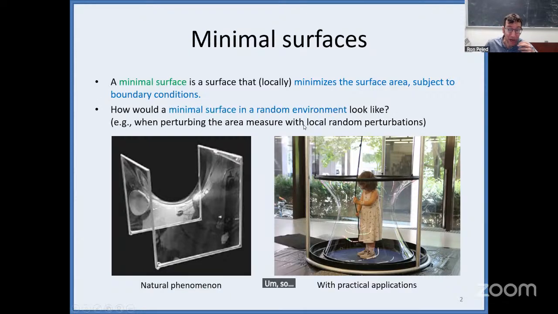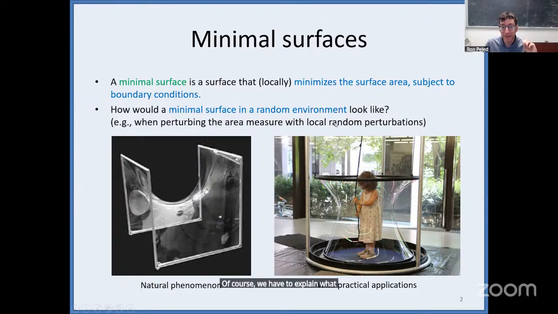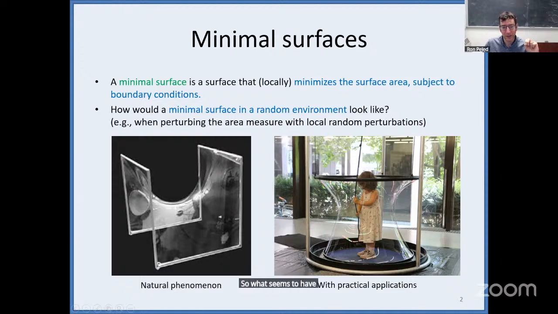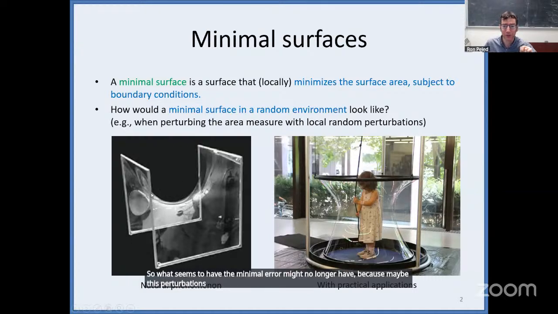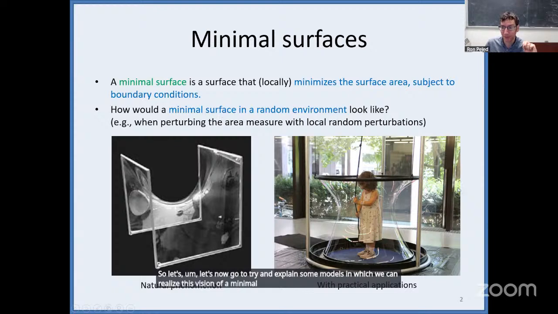So our question is, how would a minimal surface in a random environment look? Of course, we have to explain what that means, but the idea would be that the area measure is not the standard one, but somehow perturbed with local random perturbations. So what seems to have the minimal area might no longer have it, because maybe these perturbations made it a bit larger than we thought it was. Let's now try and explain some models in which we can realize this vision of a minimal surface in a random environment.